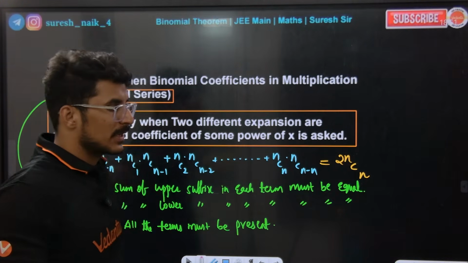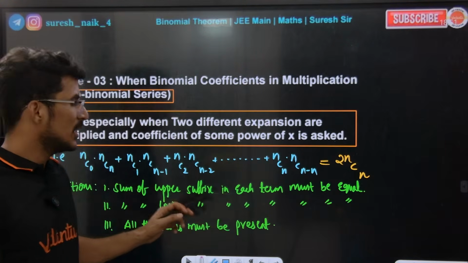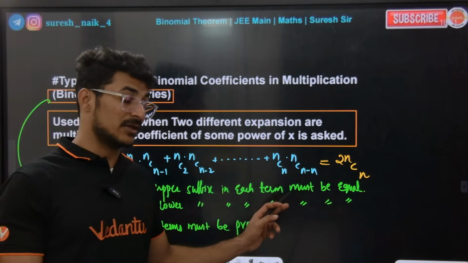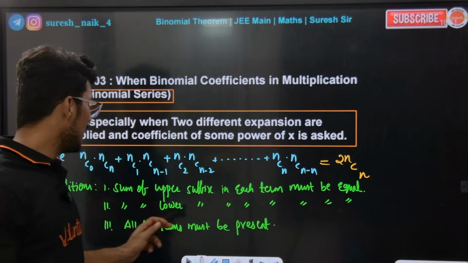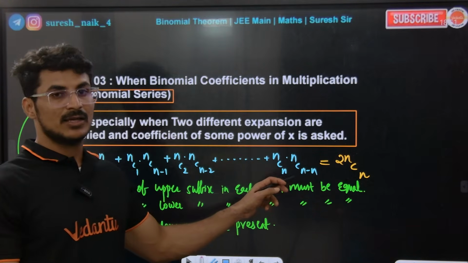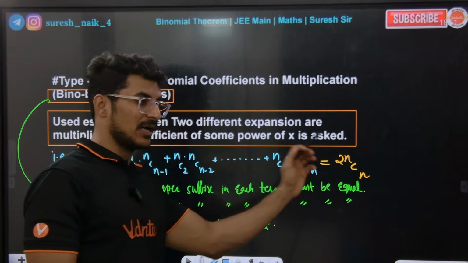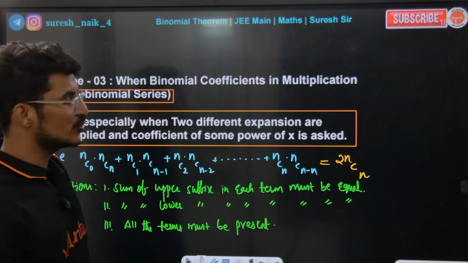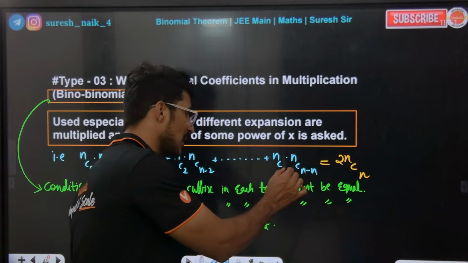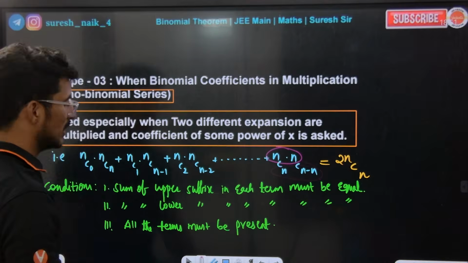Guys, to apply the binomial series, the concept is: the sum of upper suffixes in each term should be equal, the sum of lower suffixes in each term should be equal, and all the terms must be present. Starting from 0, it ends at n. Nothing is missed in the middle, at the start, or at the end. Okay, in that case we should use this. The formula is 2nCn. How did 2n come? Adding the upper suffixes gives 2n, adding the lower suffixes gives n. So that's how the answer came.